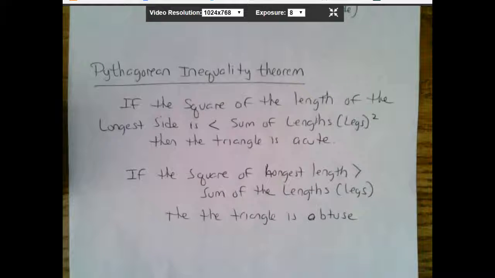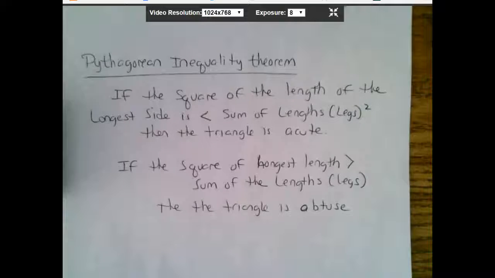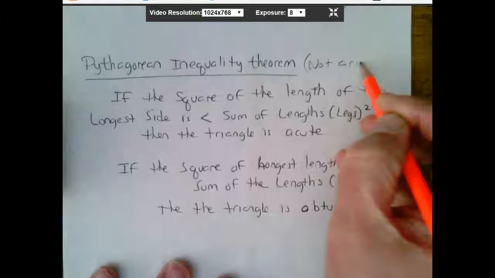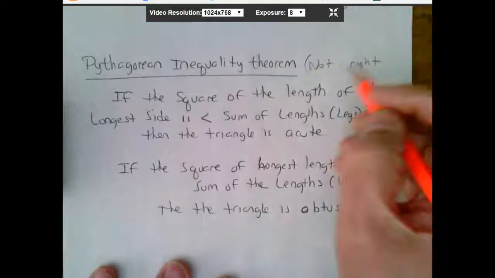Okay, and then also if we square the longest length, and it's greater than the sum of the squares of the legs, then the triangle is obtuse. And the thing you want to remember about this one is this is not a right triangle. Not a right triangle.